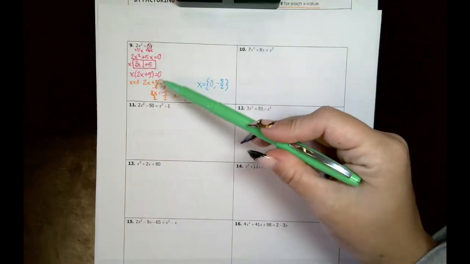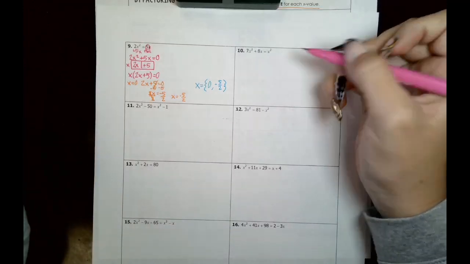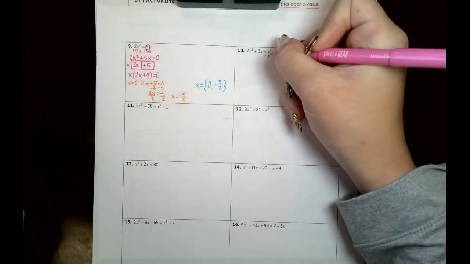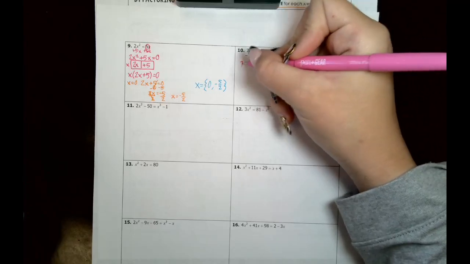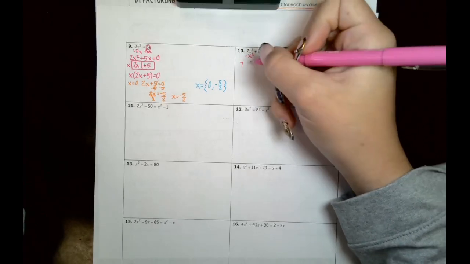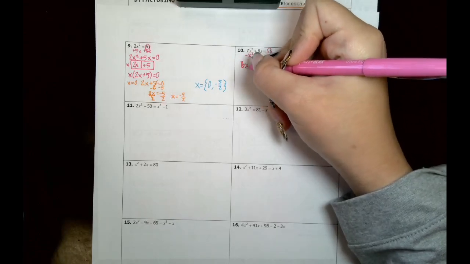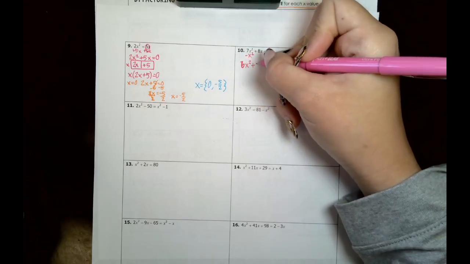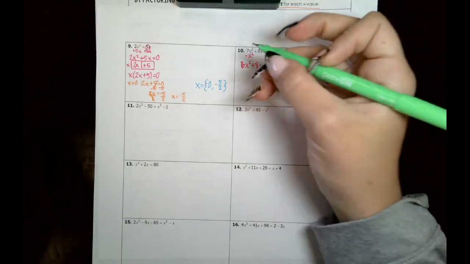Sorry, I didn't switch up colors when factoring there. But we need to set this one equal to 0 by subtracting x squared from both sides. So our new one, that goes to 0, right? So we're going to have now 6x squared plus 8x equals 0. And now we have to factor this.